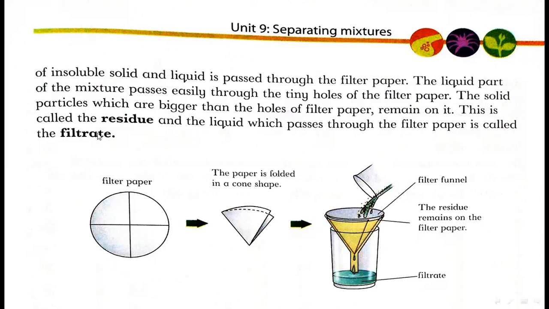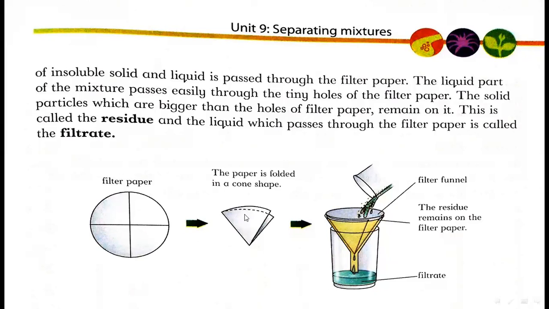Again we repeat, the liquid part of the mixture passes easily through the tiny holes of the filter paper. The solid particles which are bigger than the holes of the filter paper remain on it. This is called residue. And the liquid which passes through the filter paper is called filtrate.